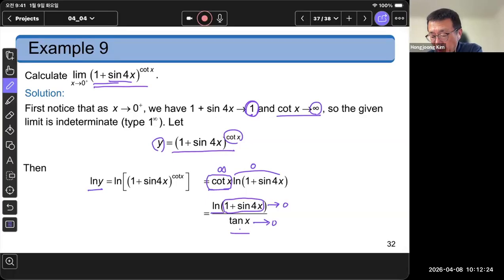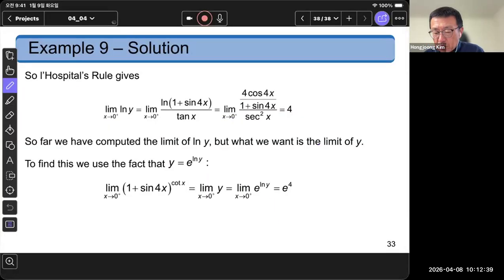So anyway, if I rewrite cotangent as 1 over tangent, then I write down the expression as f of x over g of x type, and both functions converge to 0. So now I can apply L'Hopital's rule. If I apply L'Hopital's rule here, I need to differentiate numerator and denominator. And then if I simplify, if I plug in 0 to x, then you get the value 4. And at this point, many students make a mistake. Please note that this 4 is the limit of log y.